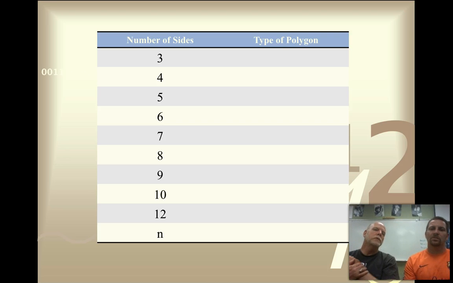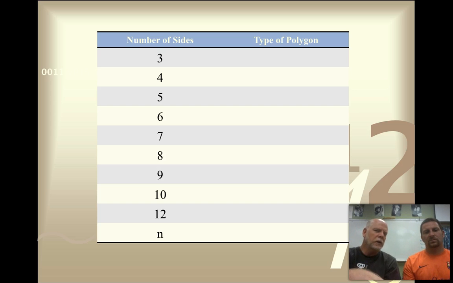Okay, so we want you to write this table up. So basically pause it here and create this table in your notes. And you have to be careful with some of these names, because with some of them you think you know the name, but it's not that. The smallest polygon possible is a three-sided polygon, and then we go from there, 4 sides, 5 sides, and so on.